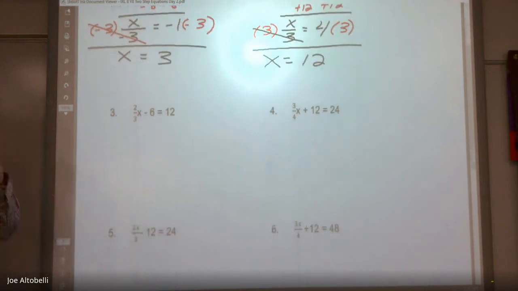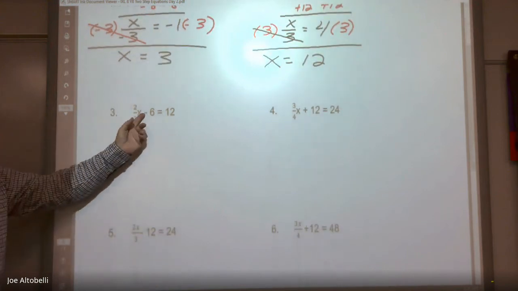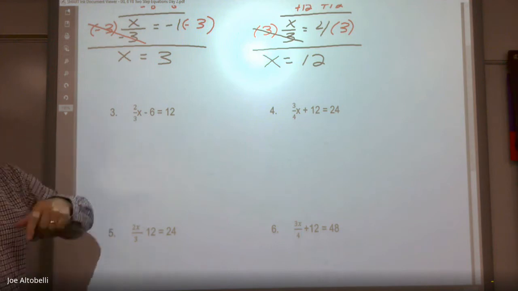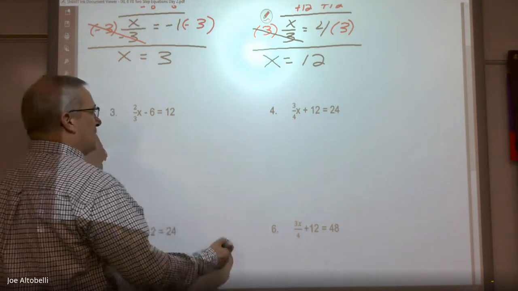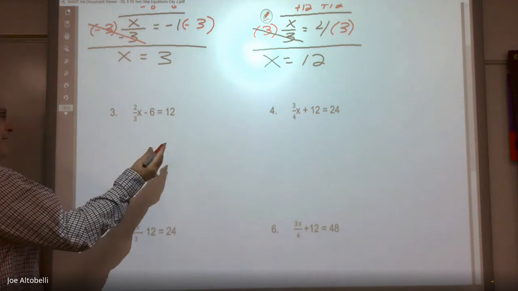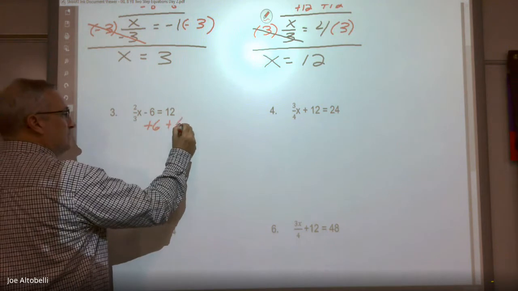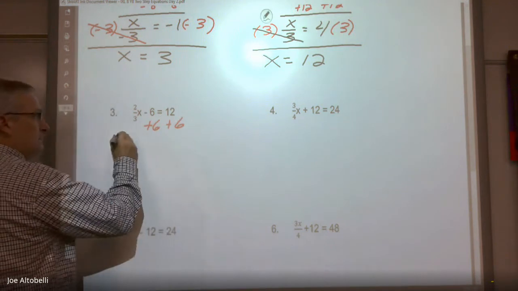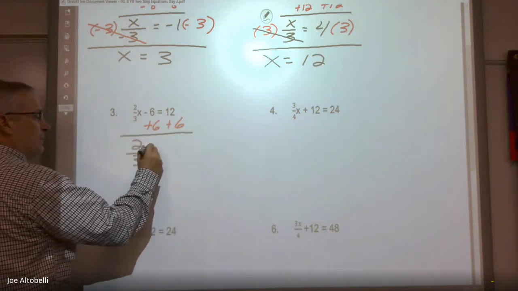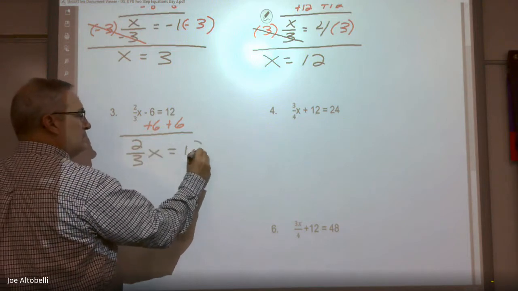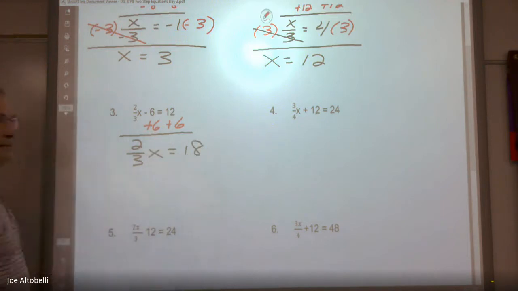All right, so number 3, we have 2/3 x minus 6 is equal to 12. So what am I going to do to both sides? Add 6. I have to undo subtract 6. So I'm going to add 6. That leaves me with 2/3 x equals 18. Now it's 2/3 x. So what am I going to do? Multiply by 3/2, multiply by the reciprocal.